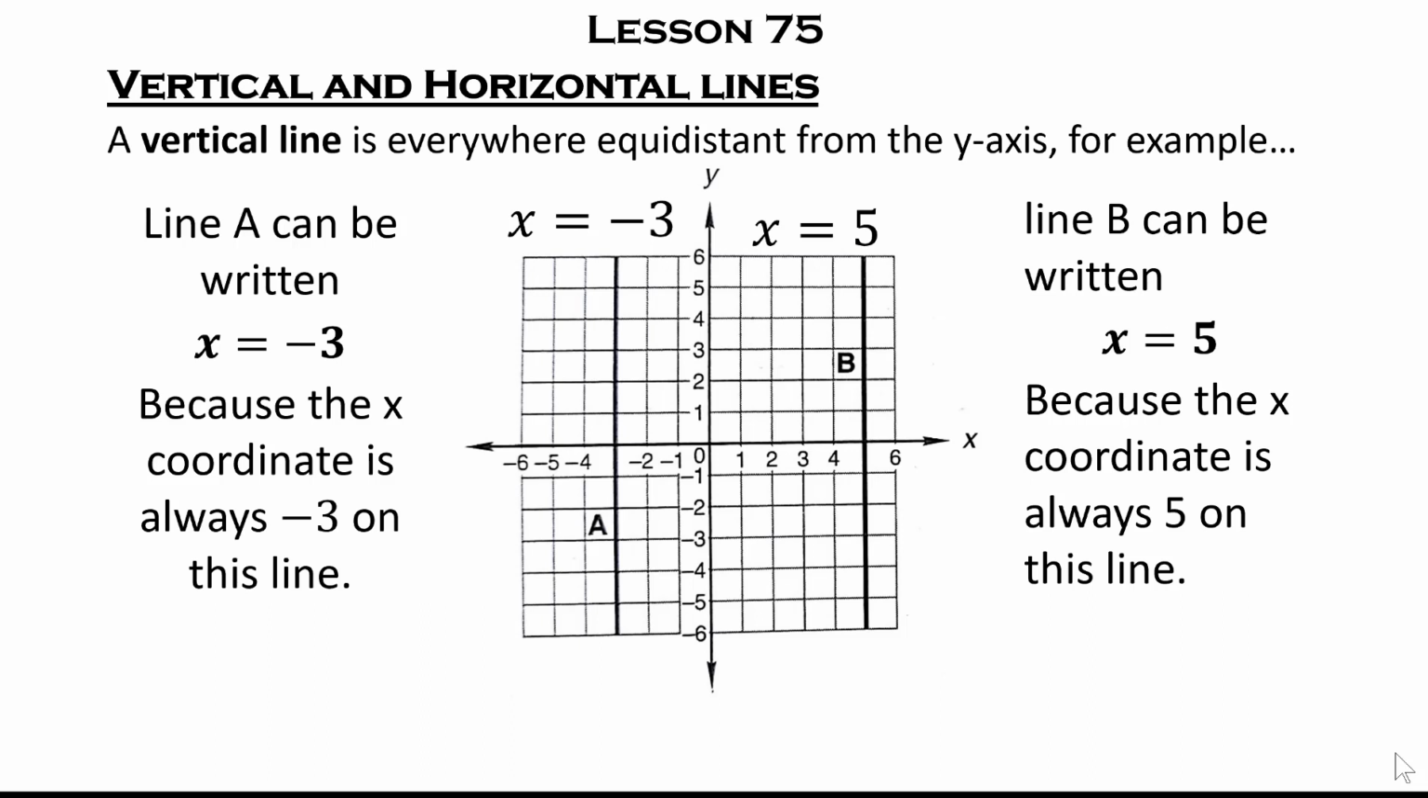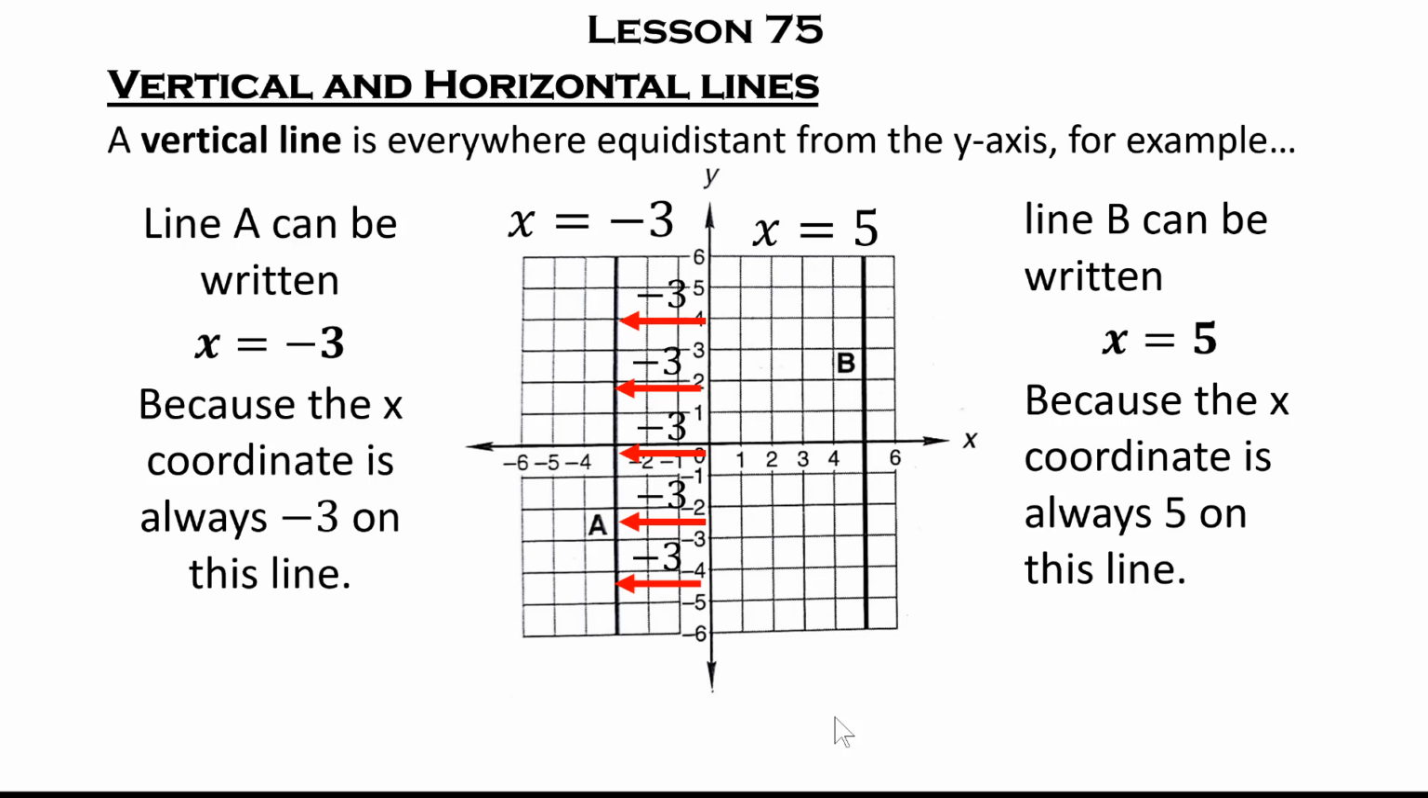Okay, this is lesson 75, and we're going to first of all remember about vertical and horizontal lines. A vertical line, that's a line that goes up and down, is everywhere equidistant from the y-axis. So for example, you can see that every single point on line A is always 3 to the left of the y-axis, which means that every point on there has an x-coordinate of -3. You always go -3 on every single one of those points. So that is the equation of that line.